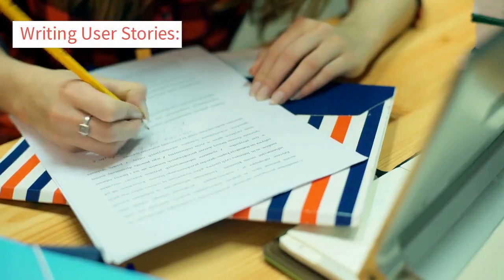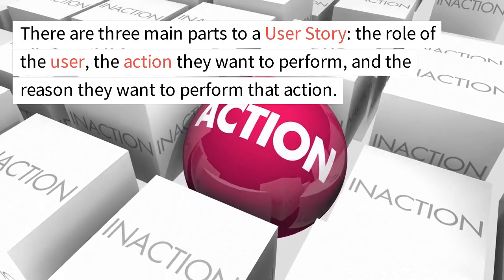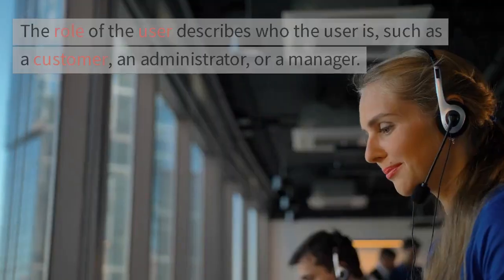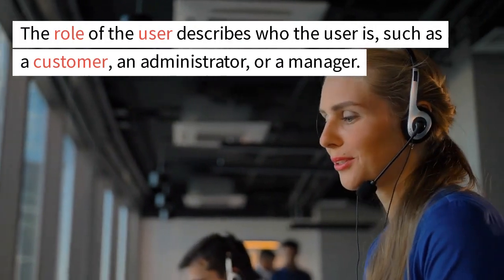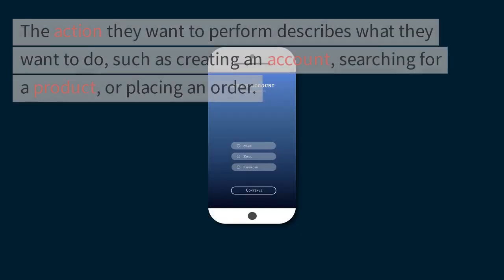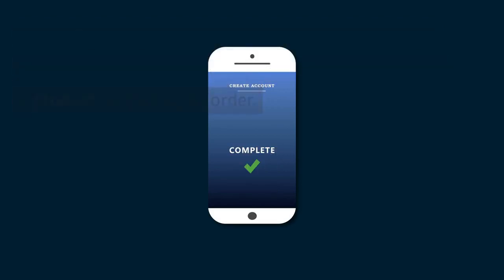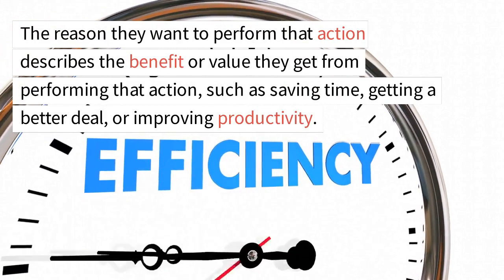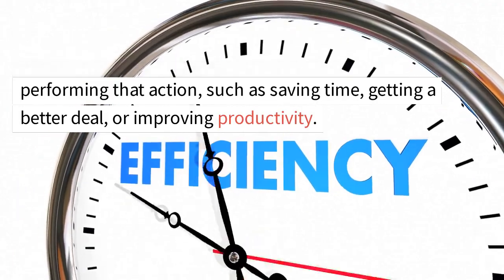Writing user stories. There are three main parts to a user story: the role of the user, the action they want to perform, and the reason they want to perform that action. The role of the user describes who the user is, such as a customer, an administrator, or a manager. The action they want to perform describes what they want to do, such as creating an account, searching for a product, or placing an order. The reason they want to perform that action describes the benefit or value they get from performing that action, such as saving time, getting a better deal, or improving productivity.